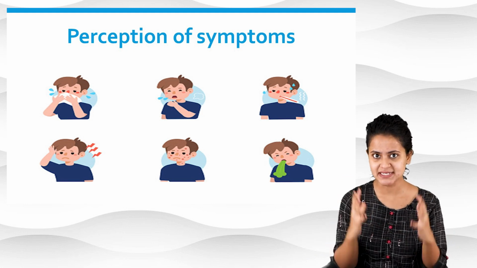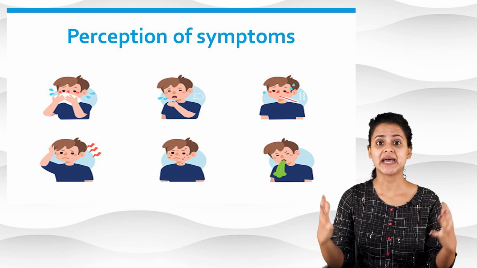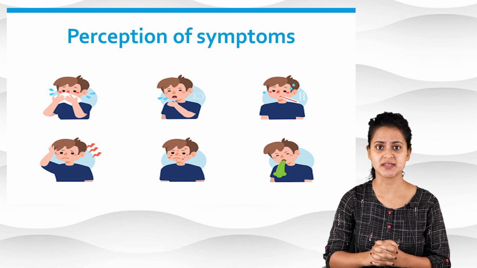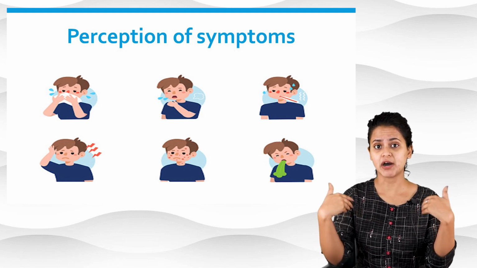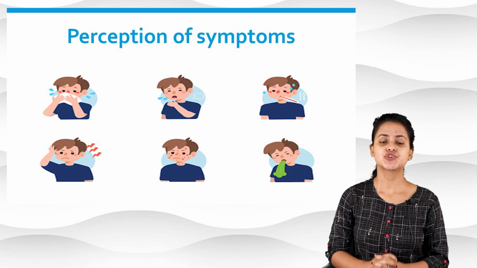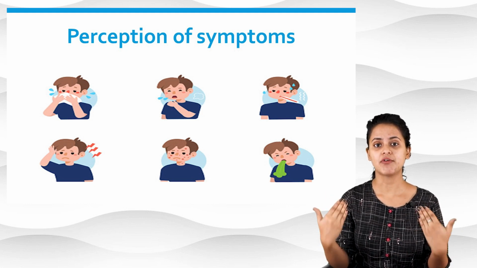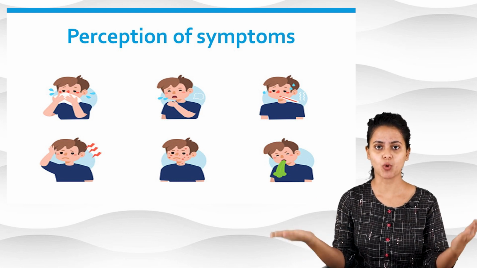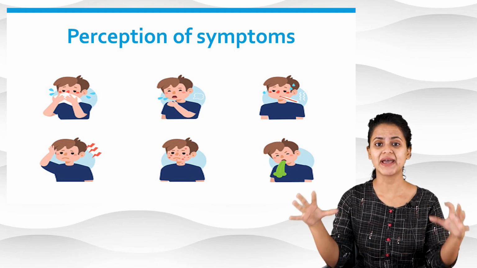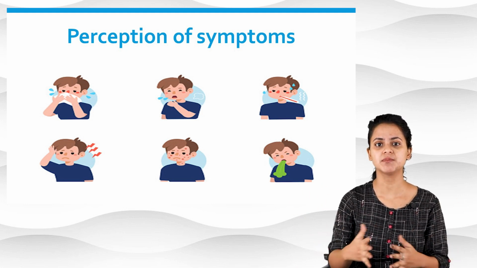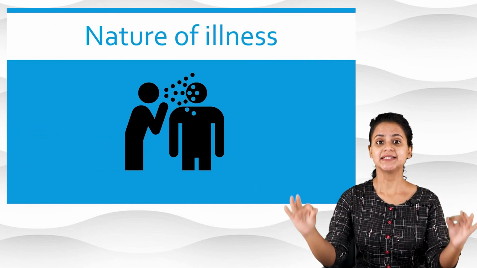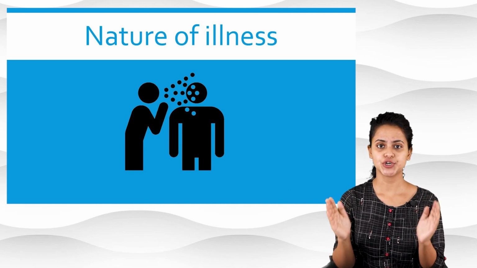Basically it helps us decide that depending on our belief and perception of the symptoms and illness, it also affects the illness progression or disease progression for a particular individual. So definitely we are going to see that this variable, the perception of symptoms, also influences the disease progression or helps to cope with certain changes which have taken place in the individual's body due to the pathological process. The next factor is the nature of illness.